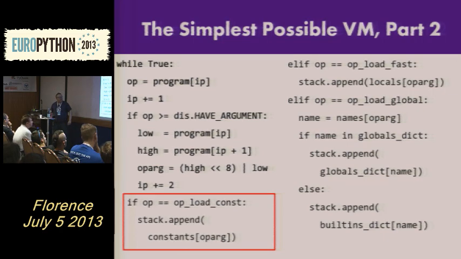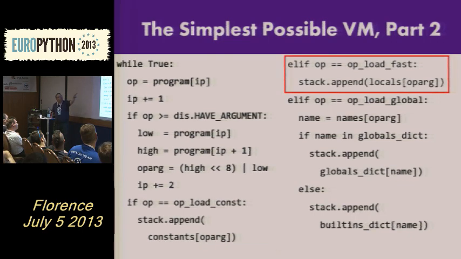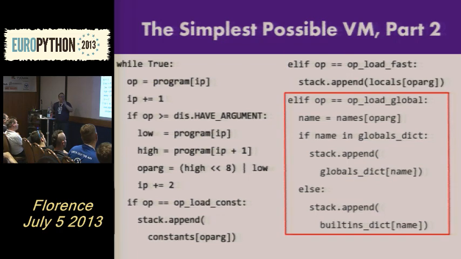First one is op load const, and it's 1 line. If op equals load const, we look up op-arg in the constants array, and we add it to the top of the stack. Load fast. We look up op-arg in the locals array, and we add it to the top of the stack. Load global. We take the op-arg, we look it up in the names array, and that's the name we're looking up. If it's in the globals dict, we add that to the stack. Else, we add that from the built-ins to the stack. I don't handle an error because it's only handling fib.